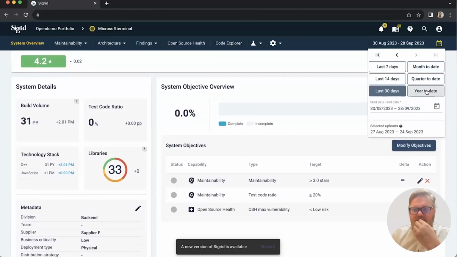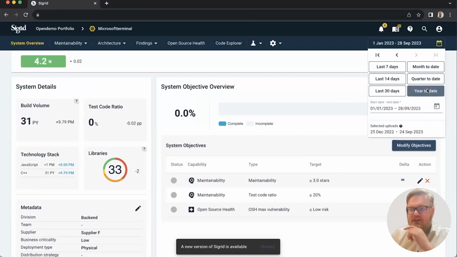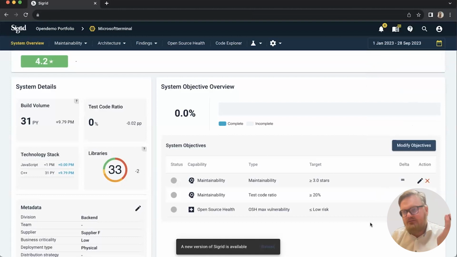So currently, I'm setting the snapshot dates to compare the year to date. I randomly picked an example here. What we can see is that there's no delta in maintainability, no delta in the test code ratio, and no delta in open source health. So we know we don't achieve our target, and we haven't been inching closer towards our target for the past year on either maintainability rating or test code ratio.